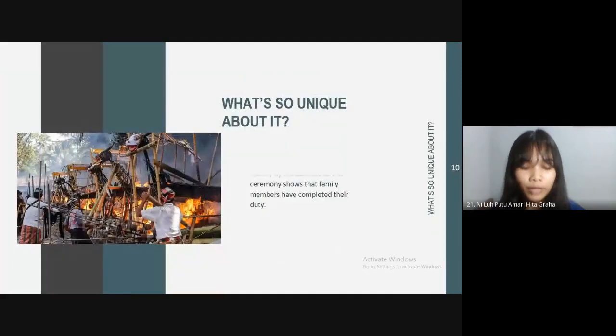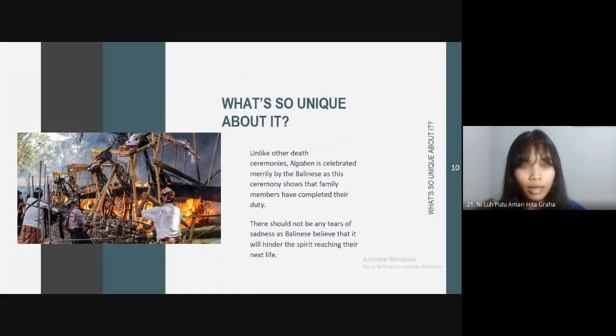Now, what's so unique about this event? Unlike other death ceremonies, Ngaben is celebrated merrily by the Balinese, as the ceremony shows that family members have completed their duty. Next. There should not be any tears of sadness, as Balinese believe that it will hinder the spirit reaching their next life. Next.